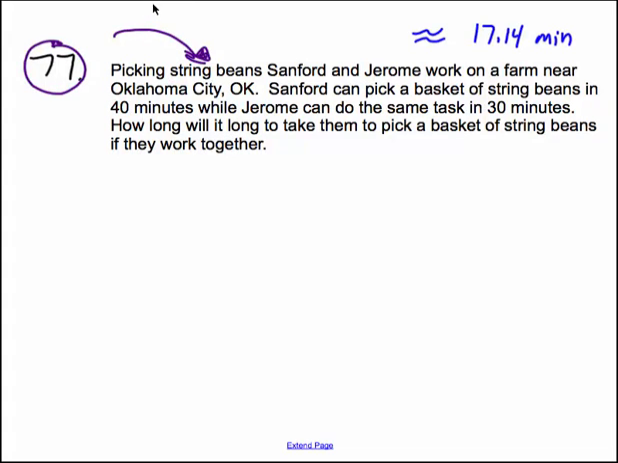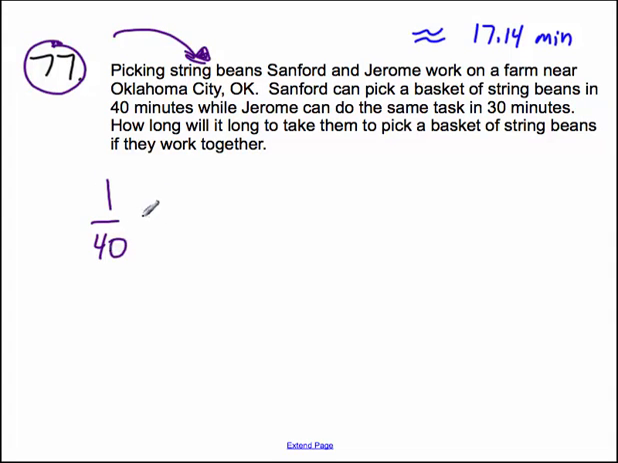Rate. What is the rate that they're picking a basket? Well, in 1/40th of a minute, this guy picks 1/40th of a basket in a minute. Get it? 1/40th of a basket per minute, because it takes him 40 minutes to pick a full basket. So he picks 1/40th of a basket in a minute.